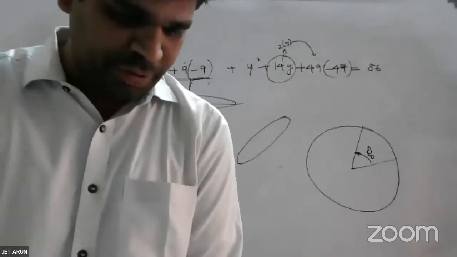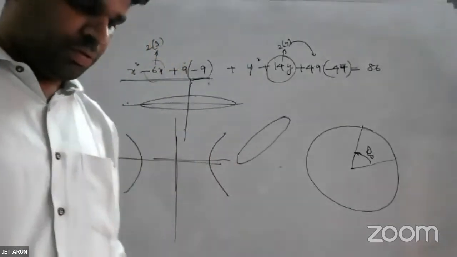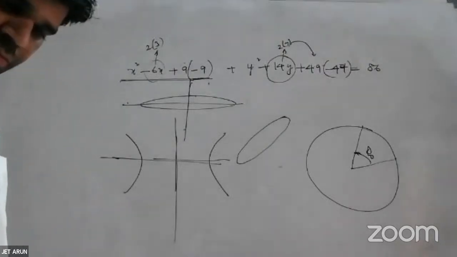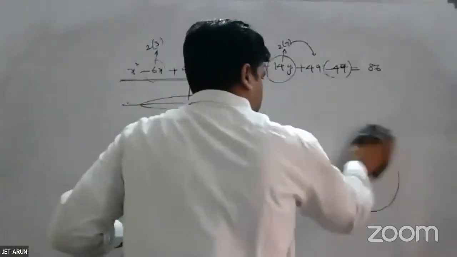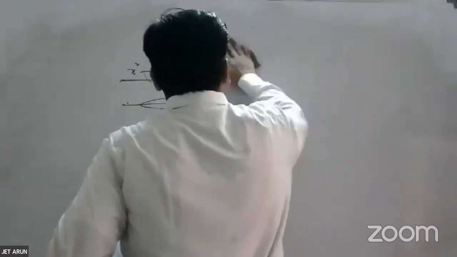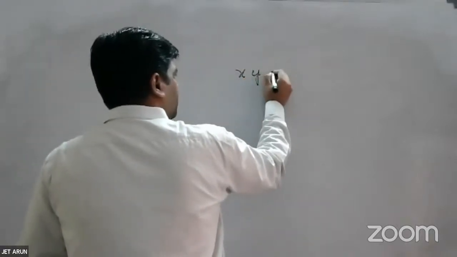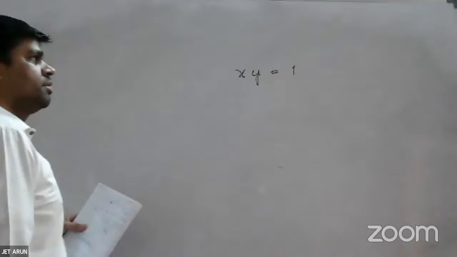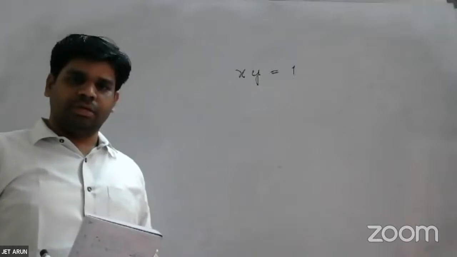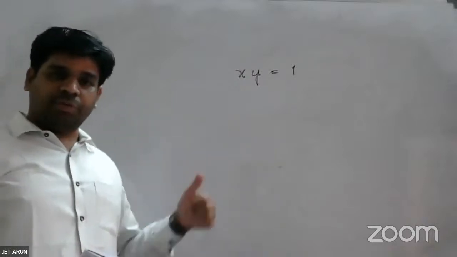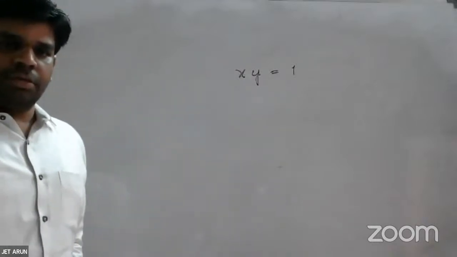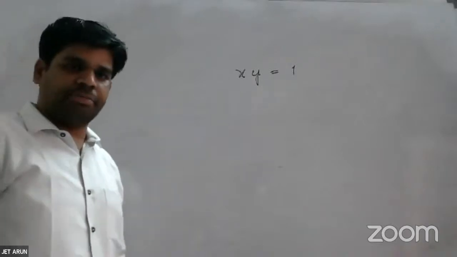Alright. Now let's go for one more. I've got an equation xy is equal to 1. What kind of conic is it? Can this be a circle? No, sir. It's not a circle. The B term is non-zero, B is 1. But what kind of conic is it? Hyperbola, sir.